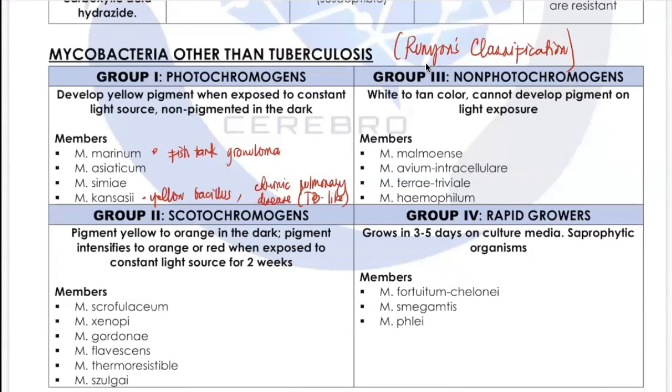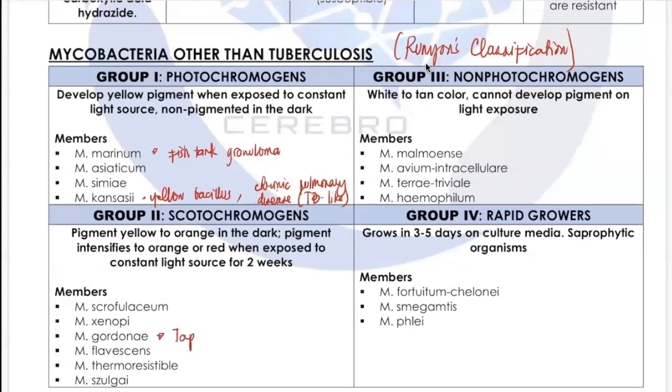The group 2 are the scotochromogens. What is the characteristic of the scotochromogens? They produce yellow to orange pigment in the dark, and the pigmentation intensifies to orange or red when exposed to constant light for 2 weeks. Okay? So who are the members here? We have Scrofulaceum, Szulgai, Gordonae, Flavescens, Thermoresistibile, and Xenopi. I want you to take note of Gordonae, recall question.